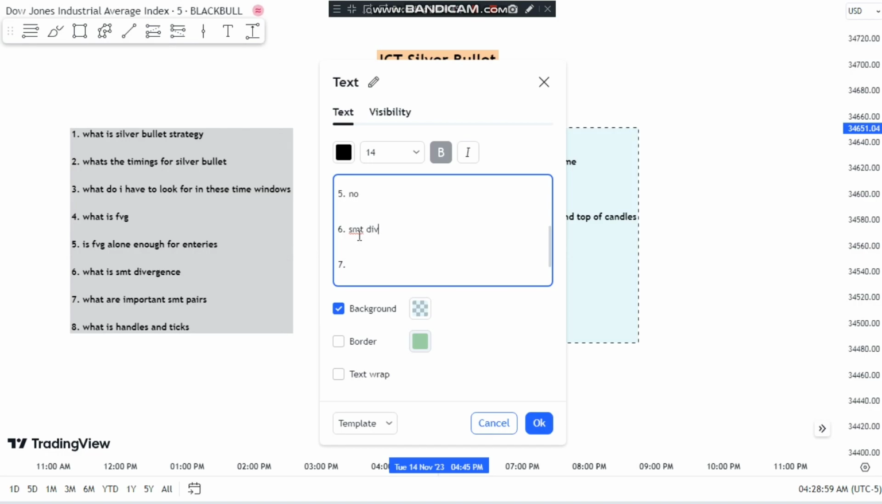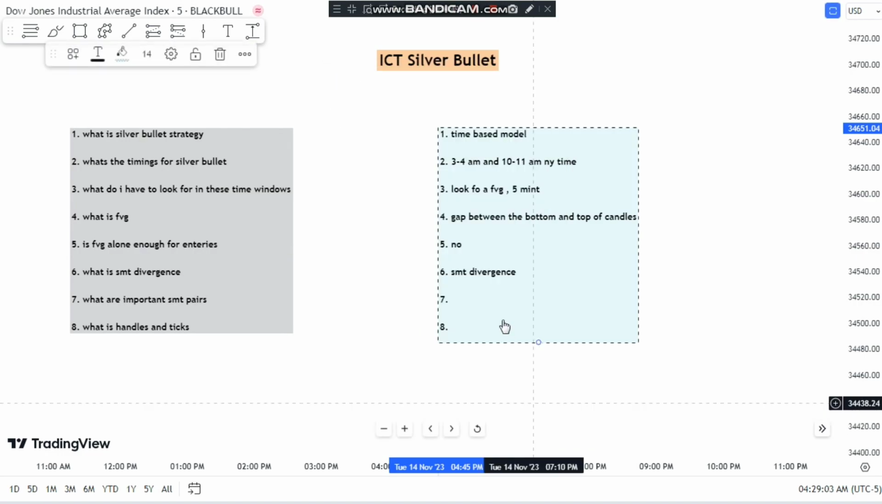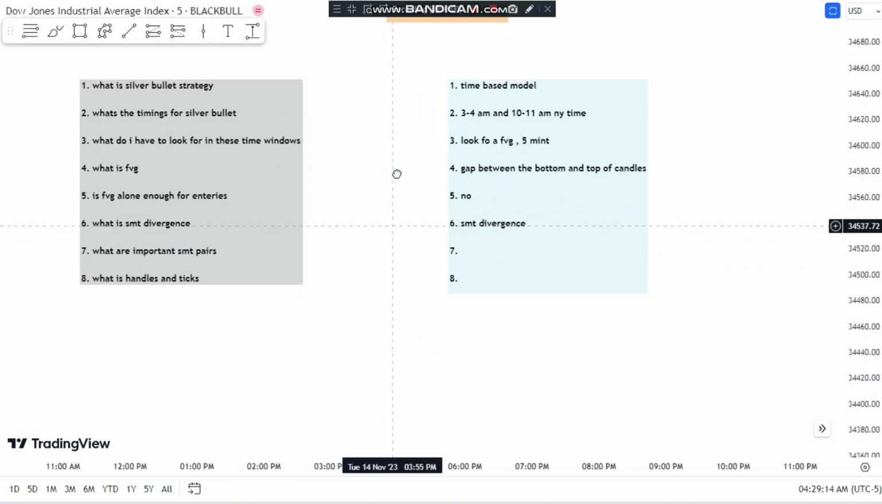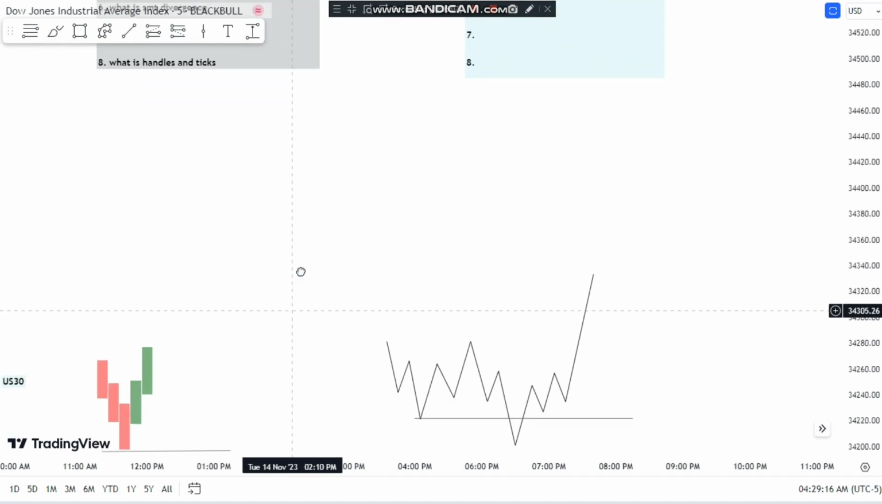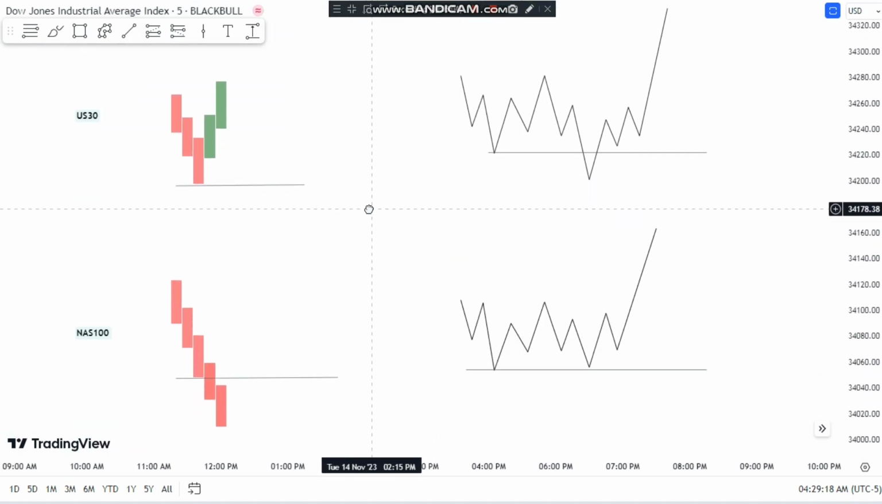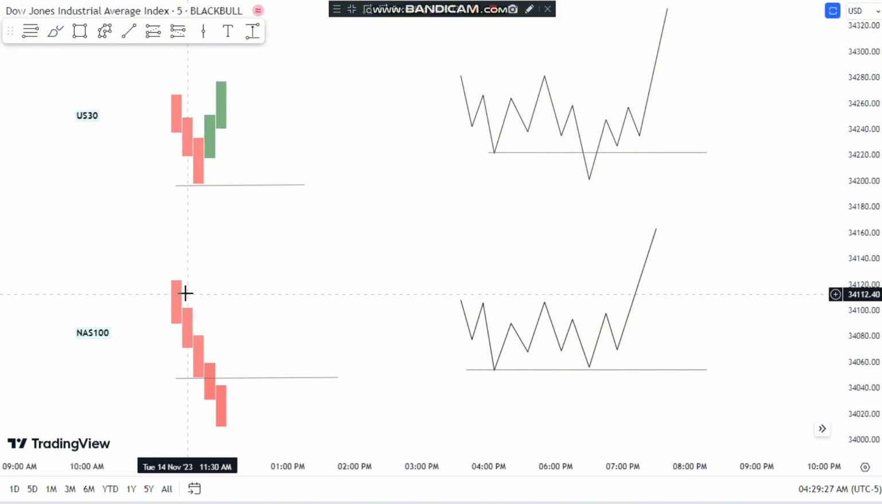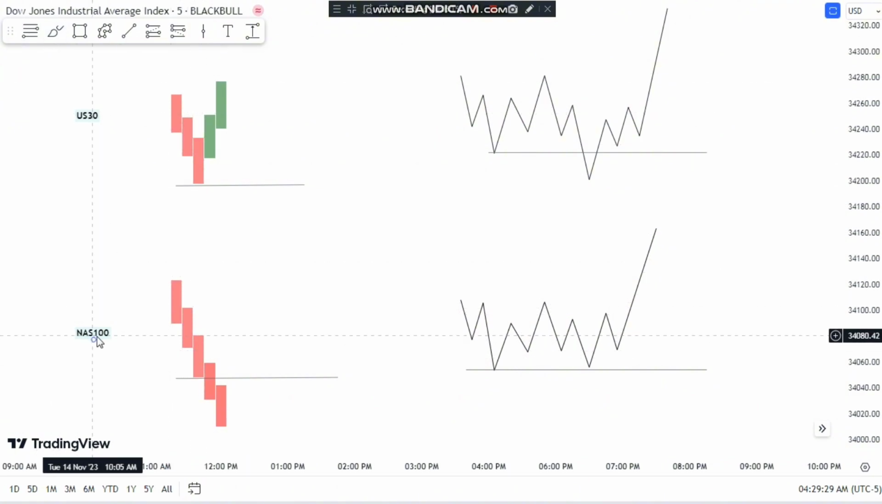And now what is SMT divergence? I will teach you in a while. Okay, you have to find a fair value gap, but before that you have to find SMT divergence. The fair value gap will only be valid if there is an SMT divergence. Now I will teach you what is SMT divergence. There are different kinds of SMT divergence. Okay, let's suppose this is a 5-minute chart of the US 30 Dow Jones, and this is a 5-minute chart of NAS 100.